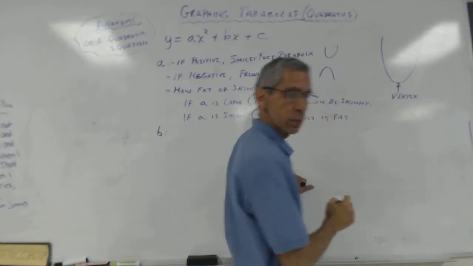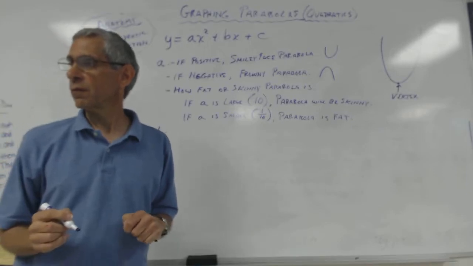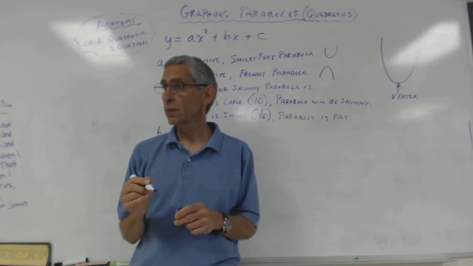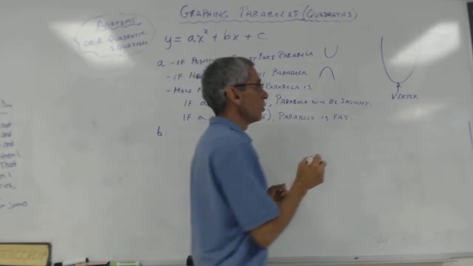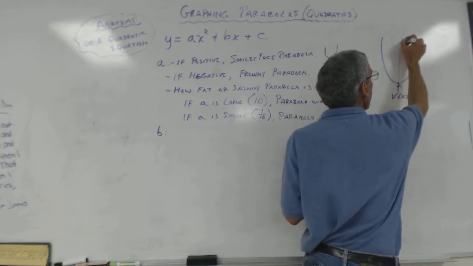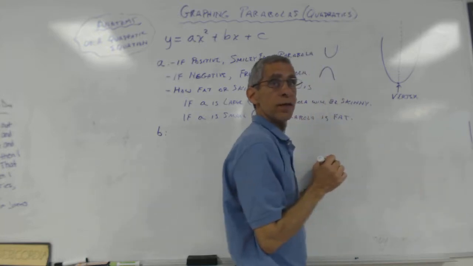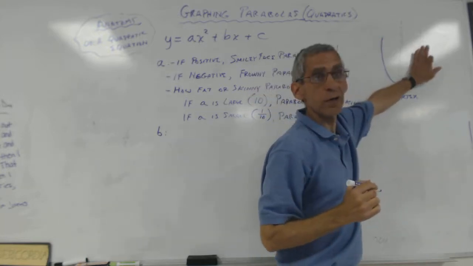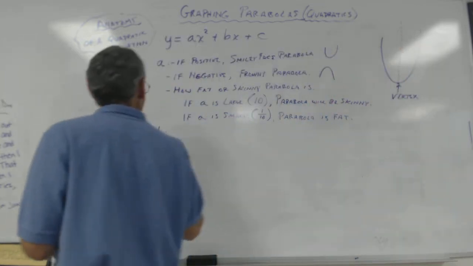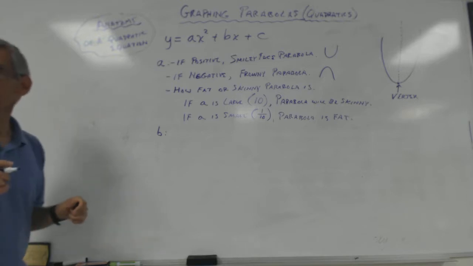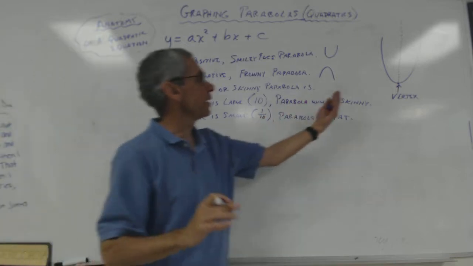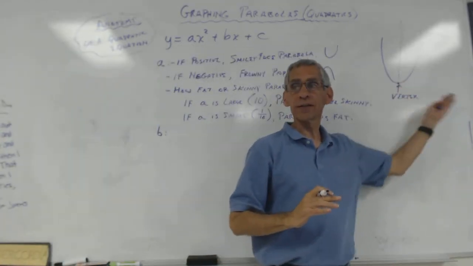You can think of the vertex as the exact middle of the parabola. If you envision a straight line going up from the vertex, like a mirror, the parabola is exactly a mirror image on each side. So what B does with a graph is it moves the vertex left and right.